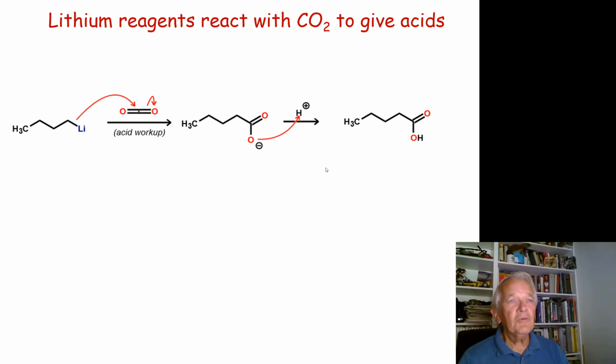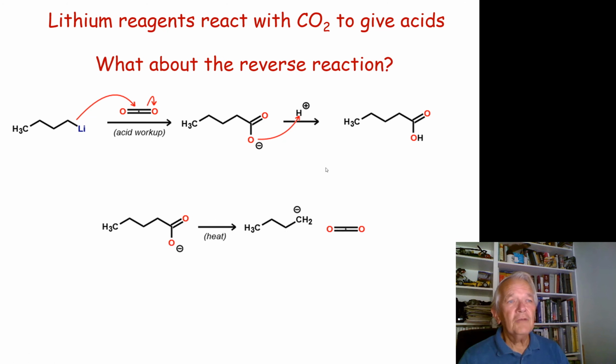But what about the reverse reaction? Now, what do I mean by the reverse reaction? Could you start with a carboxylate and go back to the anion from which you started, which of course would be this lithium compound? So would this work? You could draw some arrows to show it working. You simply would bring those electrons from the O- back, form the double bond, and kick out, well, this anion. You kick out a carbanion.